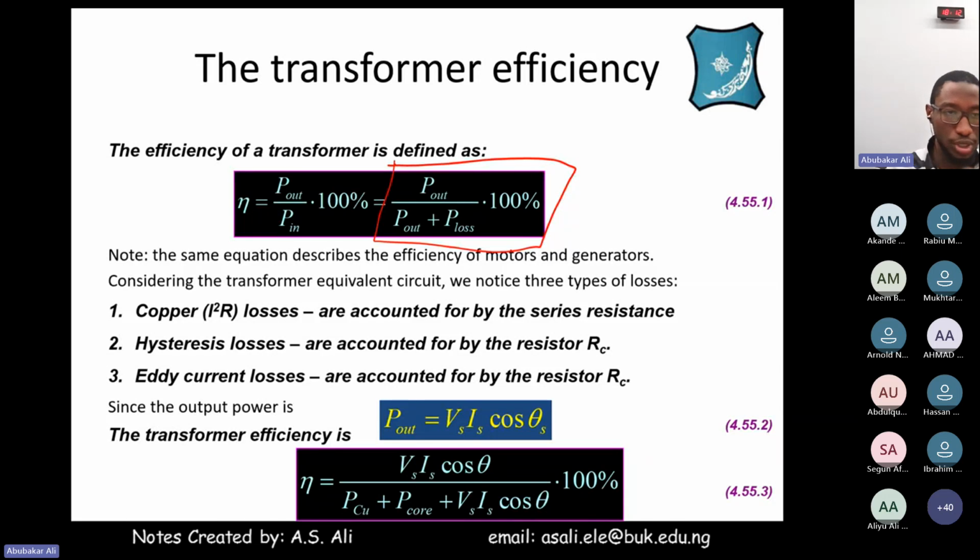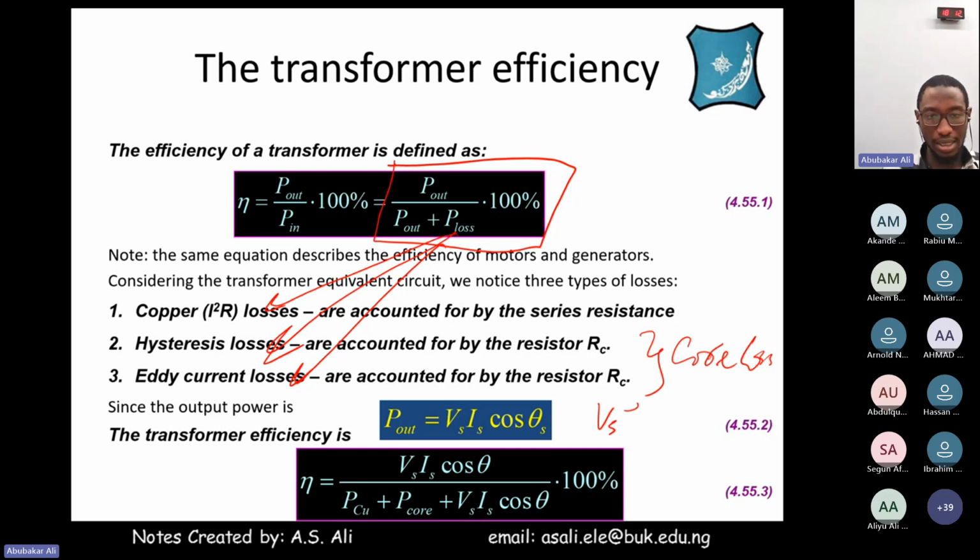So when we know this, we know the efficiency of the transformer, where P loss is from either copper losses, eddy current losses, and hysteresis loss, with these two giving us what we call the core loss, which we discussed. The output of the transformer is very easy. It's given by the secondary voltage, the secondary current, multiplied by the power factor in the secondary.